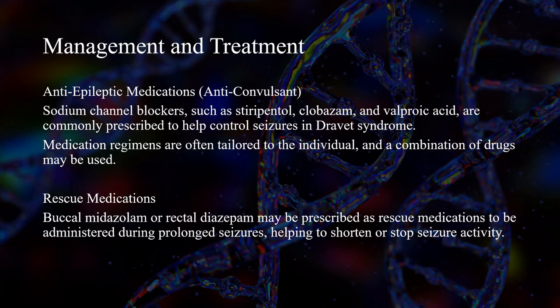Anti-epileptic medications, anticonvulsant, sodium channel blockers, such as stiripentol, clobazam, and valproic acid, are commonly prescribed to help control seizures in Dravet syndrome. Medication regimens are often tailored to the individual, and a combination of drugs may be used. Rescue medications such as buccal midazolam or rectal diazepam may be prescribed to be administered during prolonged seizures, helping to shorten or stop seizure activity.